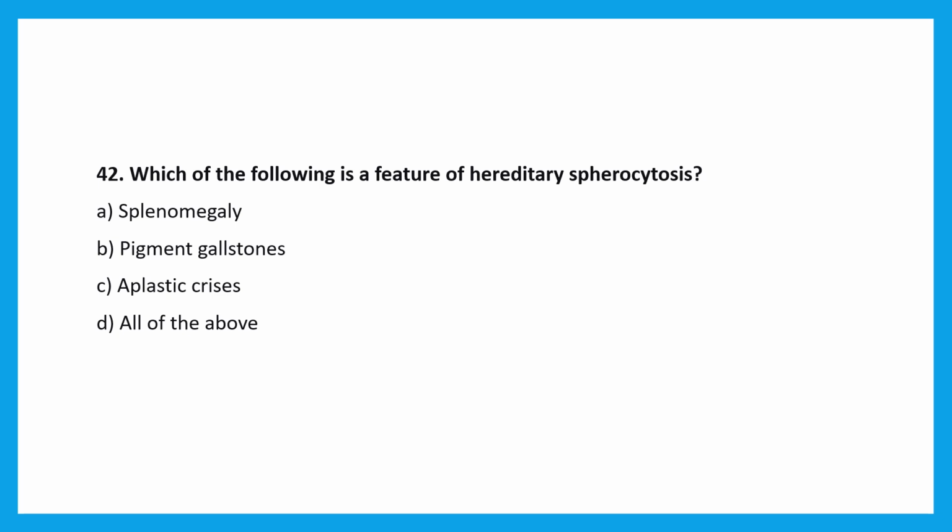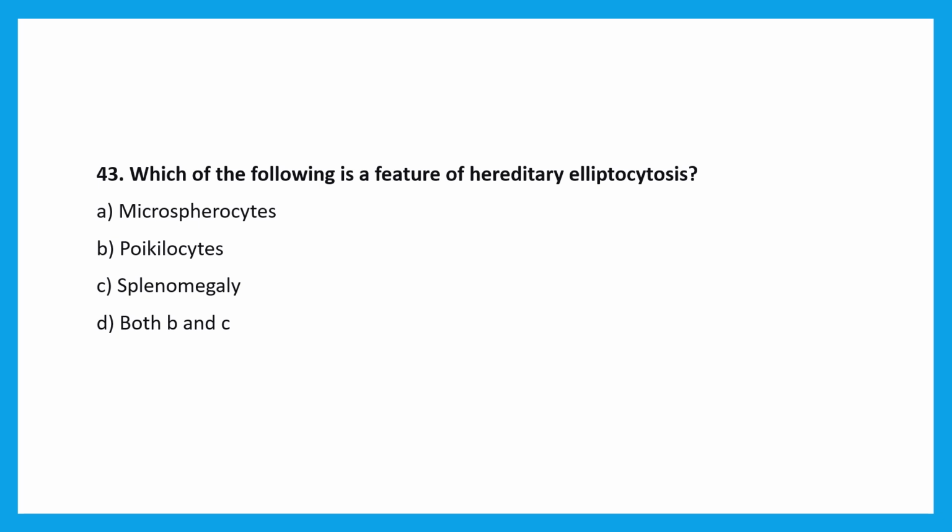Question 42. Which of the following is a feature of hereditary spherocytosis? Splenomegaly, pigment gallstones, aplastic crises. We say that all of these are features of hereditary spherocytosis. Question 43. Which of the following is a feature of hereditary elliptocytosis? Microspherocytes, poikilocytes, splenomegaly. We said that poikilocytes and also splenomegaly are the features of hereditary elliptocytosis.